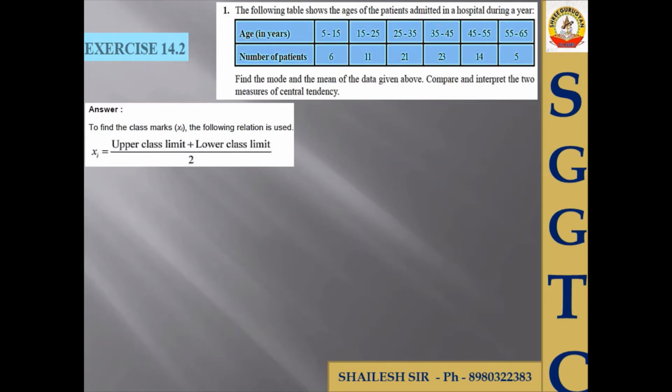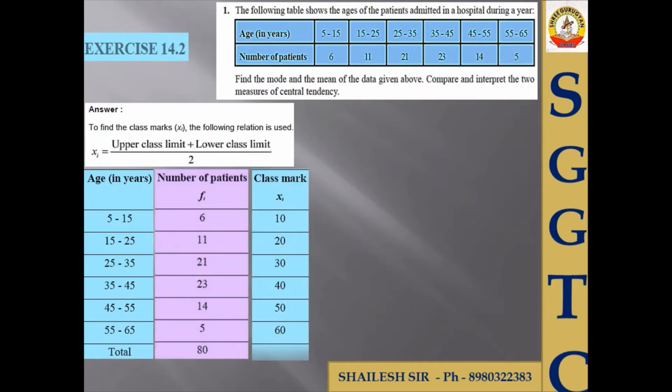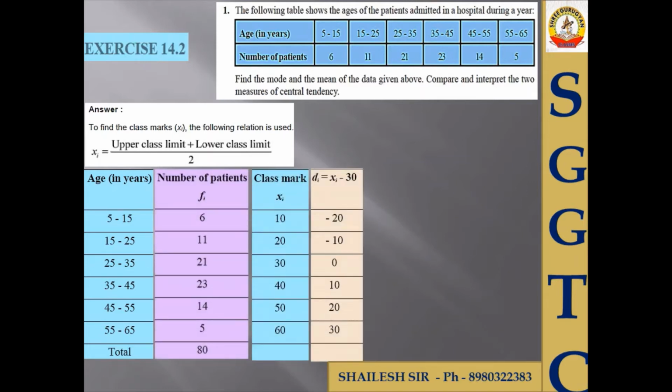The following table shows the age of the patients admitted in a hospital during a year. Find out the mode and mean. Very easy, students. First you check what is the highest, and after that you decide your value for the modal class. Either you calculate the mean first, students. I am going to do the mean first of all.